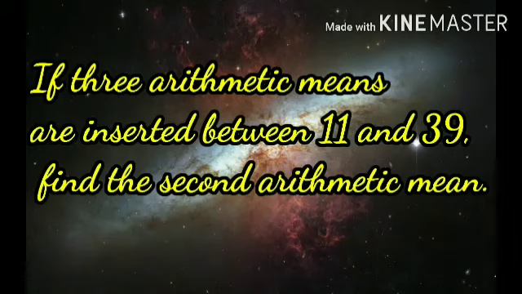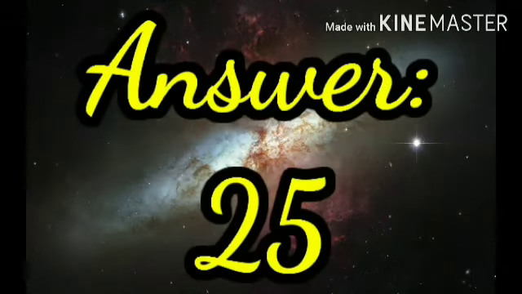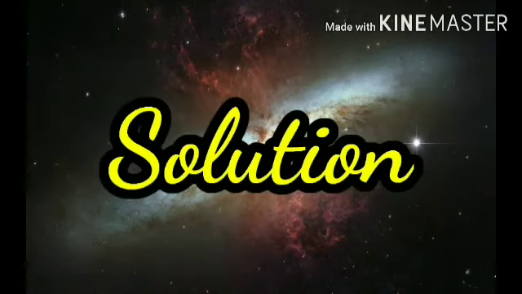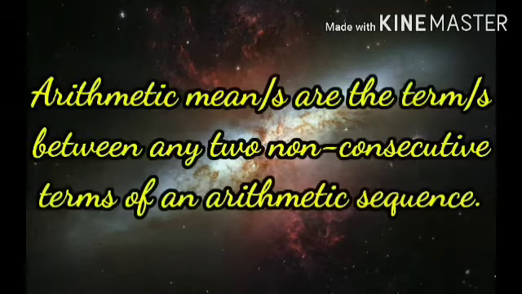If 3 arithmetic means are inserted between 11 and 39, find the second arithmetic mean. Answer: 25. Solution: remember that arithmetic means are the terms between any 2 non-consecutive terms of an arithmetic sequence.